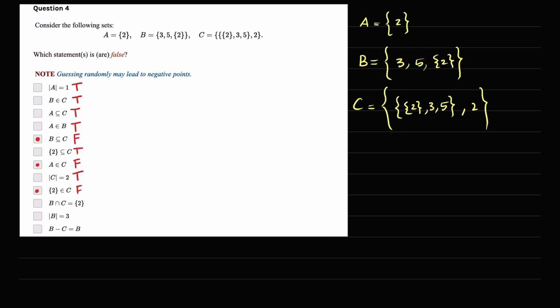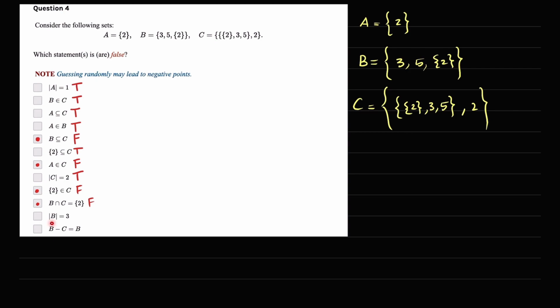But is that right? The answer is no, because there is no element in common between B and C. B has these 3 elements, C has these 2 elements, but none of them match. So B intersection C indeed is the empty set, but this option is claiming that it is 2, so that is also false, and this is the next one that we have to choose.